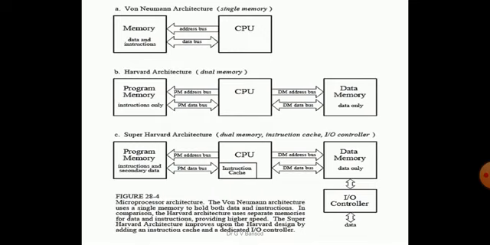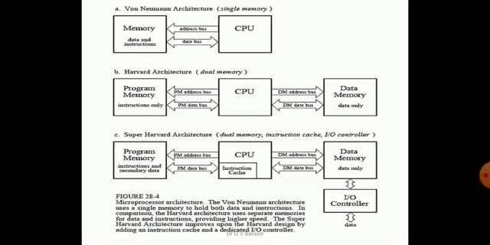While super Harvard architecture is a high performance DSP, we can say, designed by Analog Devices. And SHARC, which is also called super Harvard architecture, is used in a variety of signal processing applications ranging from a single CPU to the 1000 CPU radar processing computers. And it gives you good performance over these other two architectures, von Neumann and Harvard architecture.